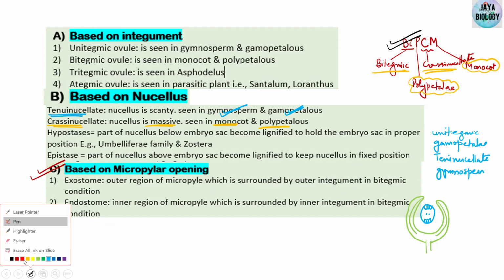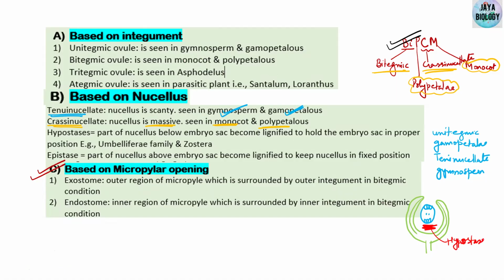Now, the part of nucellus which is present below the embryo sac is known as hypostase. The part of nucellus above is known as epistase. Come here, theory. Epistase means part of nucellus above the embryo sac is lignified. Hypostase means part of nucellus below the embryo sac is lignified to keep the embryo sac in its position. Is it clear? To keep the embryo sac in its position.